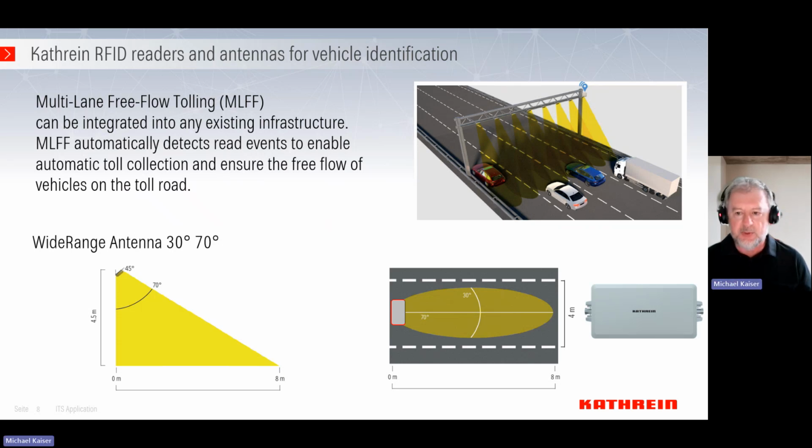The typical scenario we have here is this 30 by 70 degree antenna, so a wide range antenna 30-70, which gives you the guarantee that we can cover 1 lane. You see we have a typical width of 4 meters. With this we have a little bit less than a lane, and we can cover this. We have a distance of 8 meters, and in between, when the car is passing, we can catch the car.